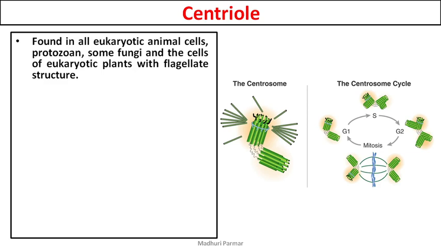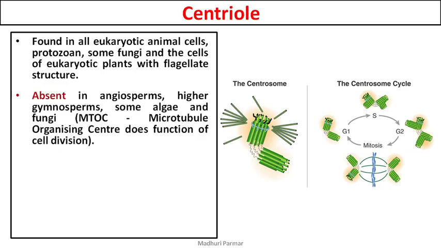Some eukaryotic plants which have flagellated structures show centrioles, but mostly the higher plants do not have centrioles. They are absent in angiosperms and gymnosperms. Some algae also do not have centrioles, and instead they have something known as MTOC, the microtubule organizing center. This MTOC will help in cell division in plants, because they do not have centrioles.